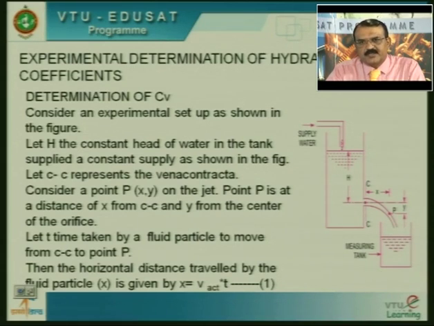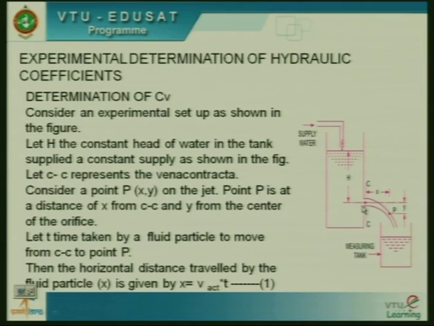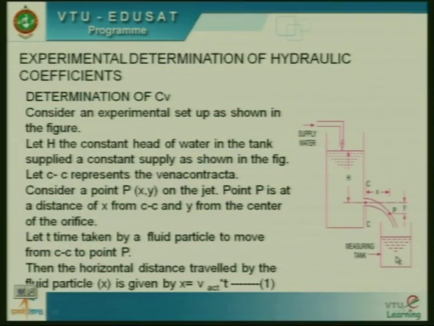If I divide this volume by time, I get what is known as discharge. L into B into (h2 minus h1), which is meter into meter into meter, giving meter cube, divided by time, 60 seconds, gives meter cube per second. That is the discharge. Now remember, you are measuring the actual discharge. That is, whatever discharge or flow comes out of the orifice is collected in this tank.